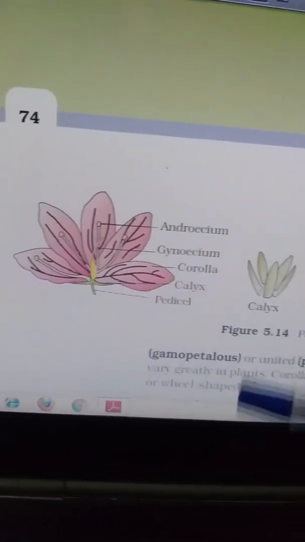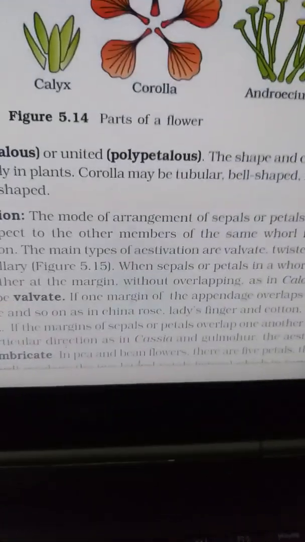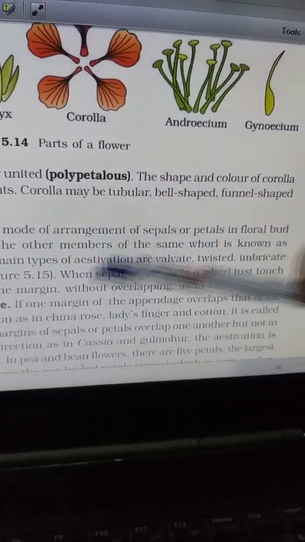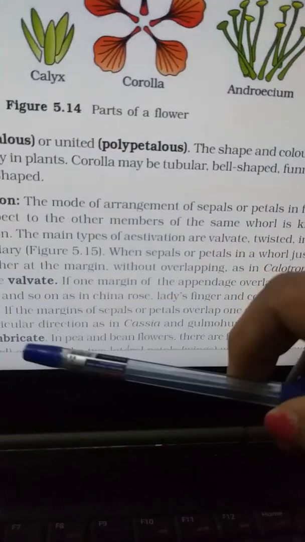If the petals are united, they are gamopetalous. If they are free, they are polypetalous. And what is estivation? Estivation is the mode of arrangement of petals or sepals in a flower bud. Okay, now estivation is valvate, twisted, imbricate, vexillary. Vexillary is a very prominent one. You find it in pea flower.